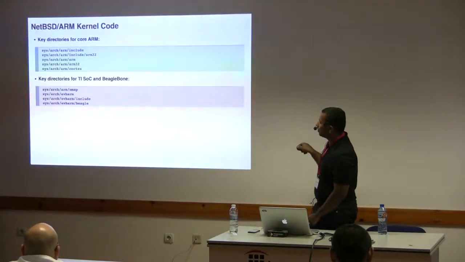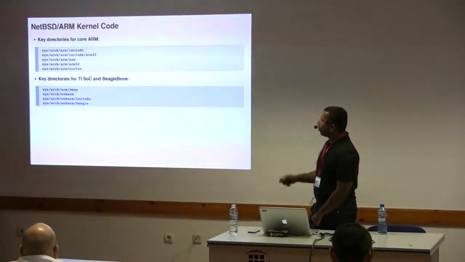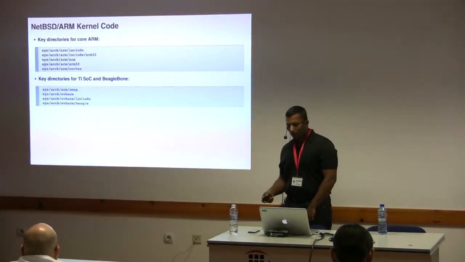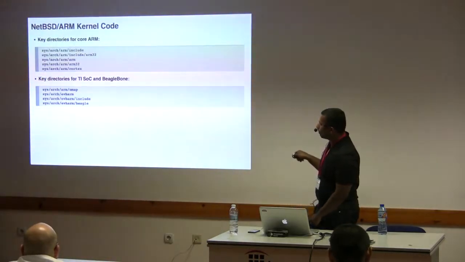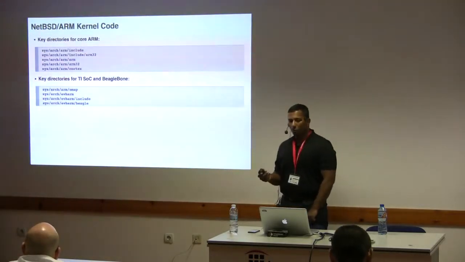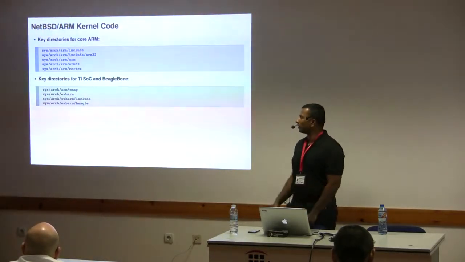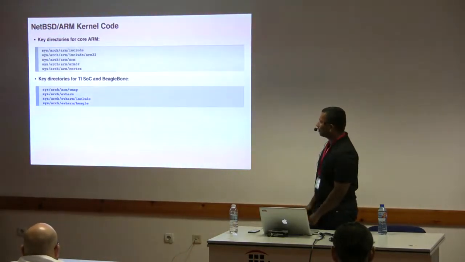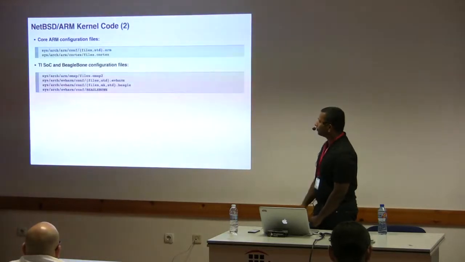So these are the paths for the core ARM architecture support. Then if you want to look at the SOC and BeagleBone specific code, you'll look under OMAP and EVB ARM. EVB ARM stands for Evaluation Board ARM, and that's where all the platform-specific code goes. So include has the header files, and then Beagle has your BeagleBone specific source files.